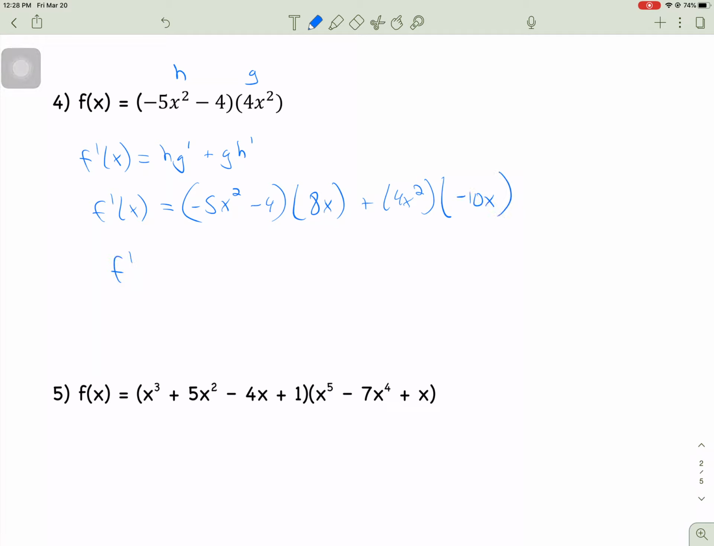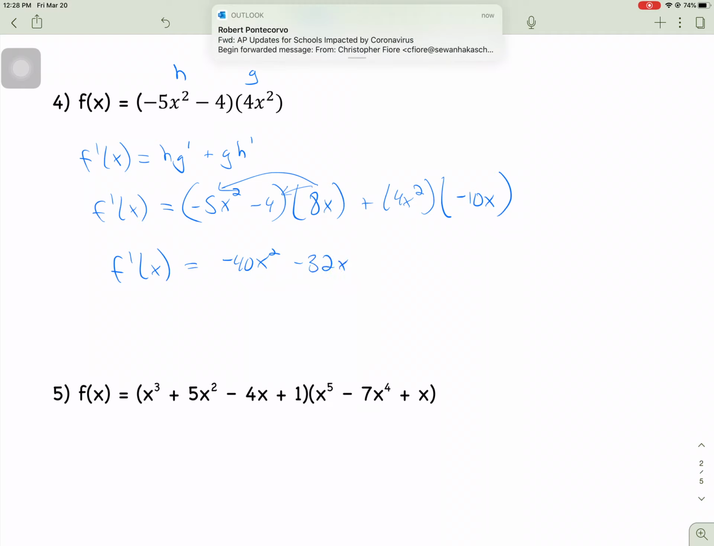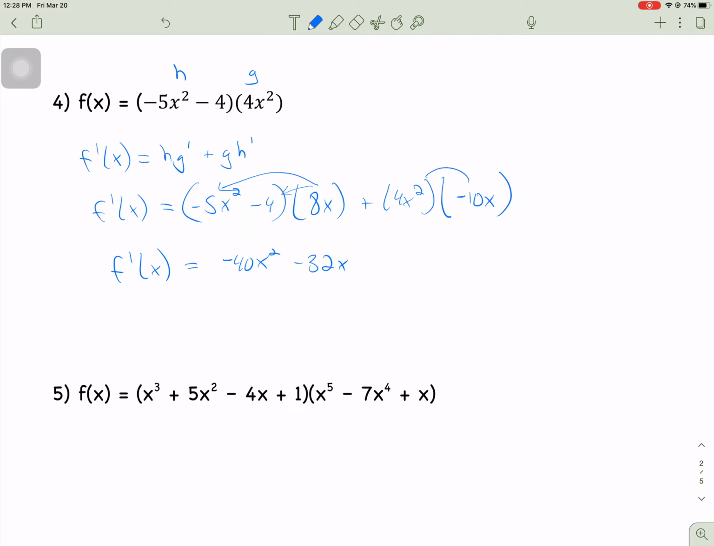Multiply this out. Negative 40x squared minus 32x minus 40x cubed, which simplifies to, oh, that's a mistake, negative 40x cubed. Okay, so we get negative 80x cubed minus 32x.